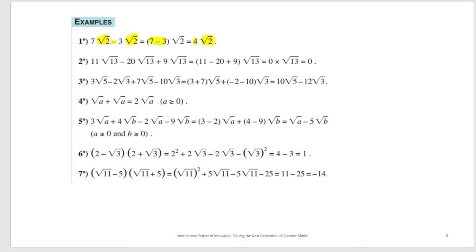See the idea? Very easy. 11 radical 13 minus 20 radical 13 plus 9 radical 13 equals 11 minus 20 plus 9. Okay, so you add all together: 11 minus 20 plus 9 is equal to 0. So 0 radical 13 is equal to 0, and it's done. Okay, so I'll continue with the next one.